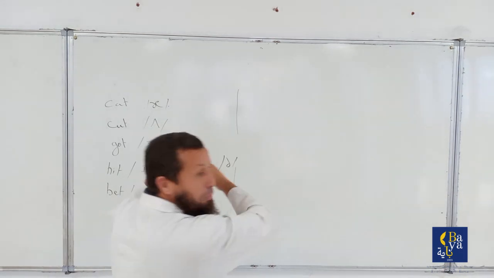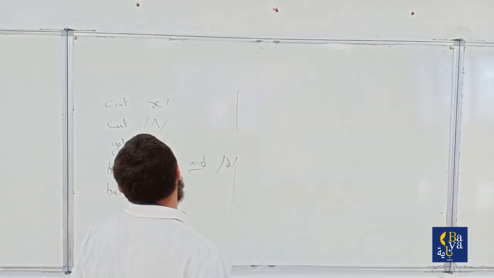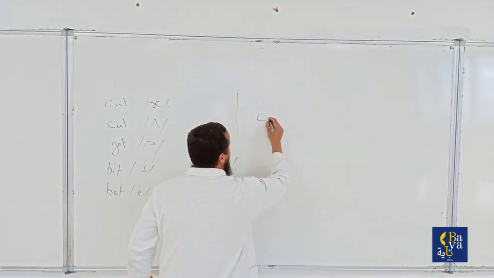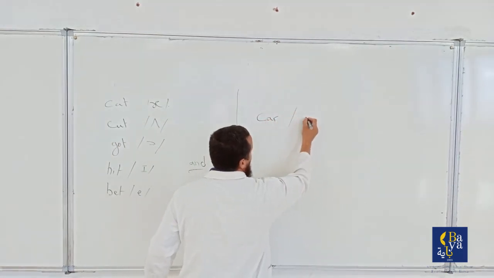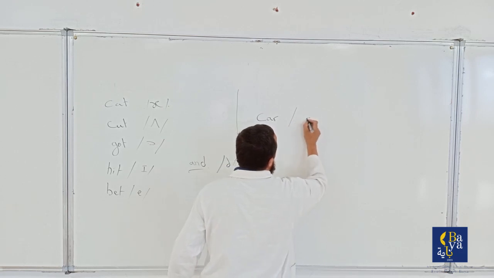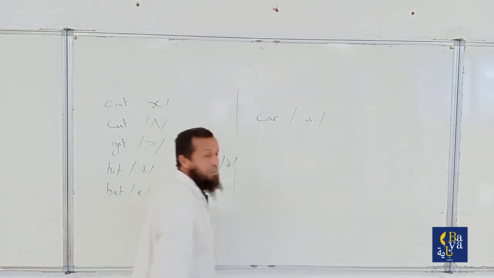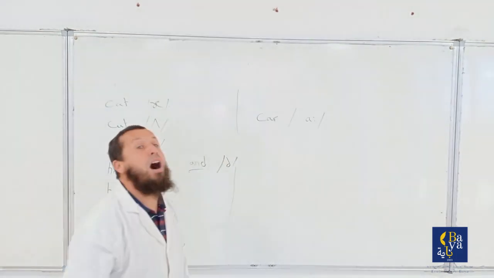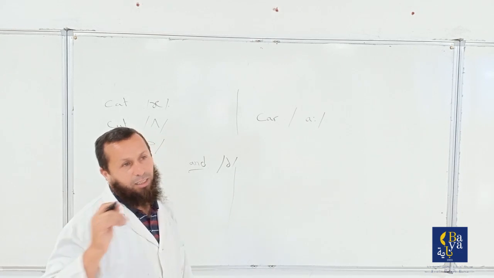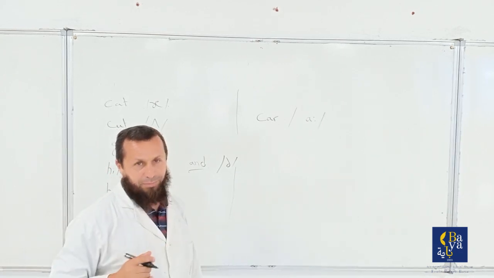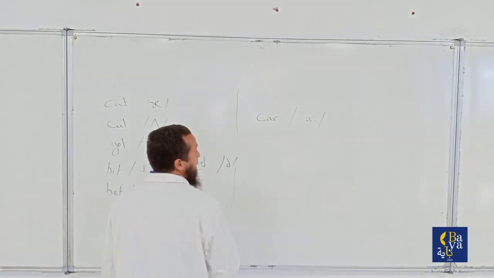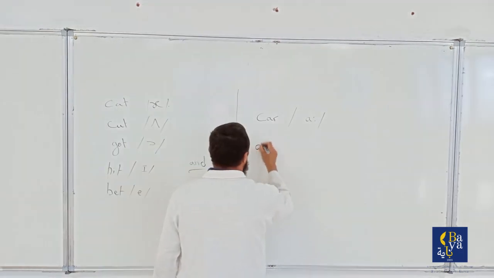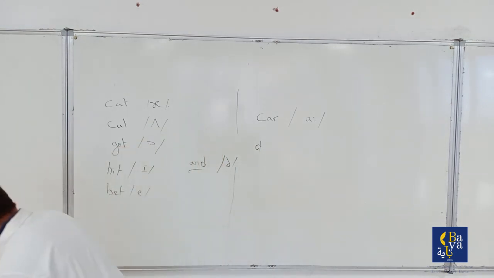To make them longer, we say car. This one is car. Two dots. Car. Long. Car. Far. Long one. Door. Door is something else.